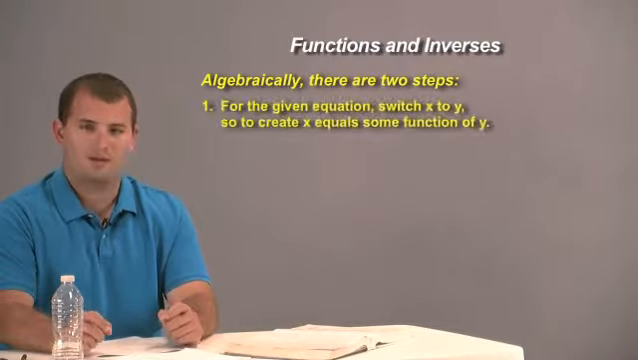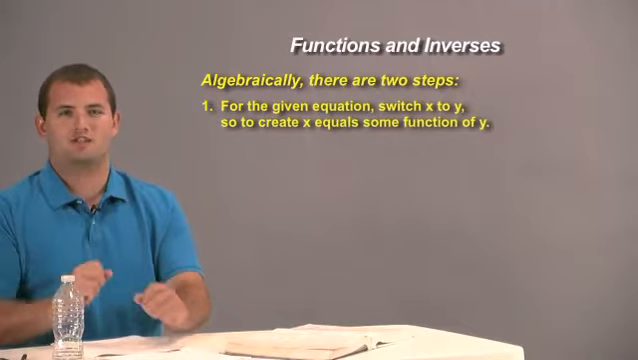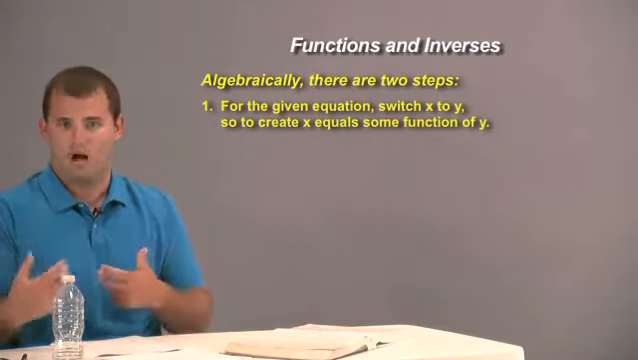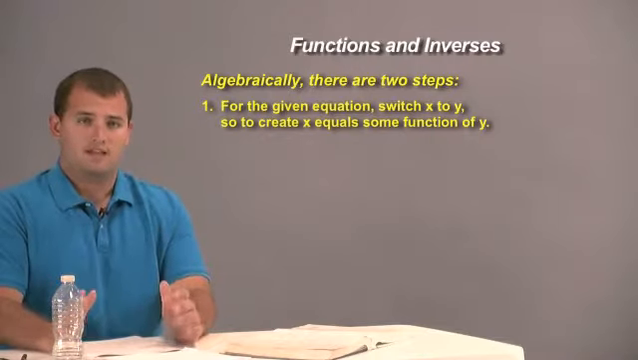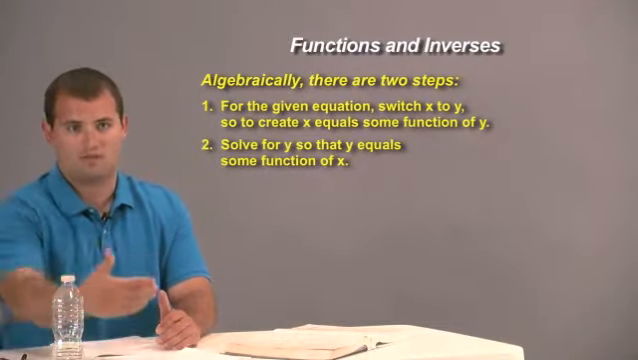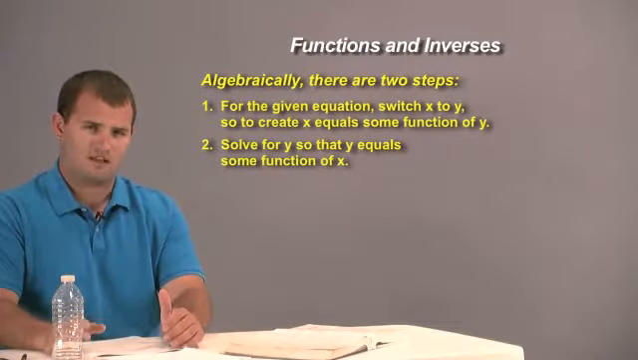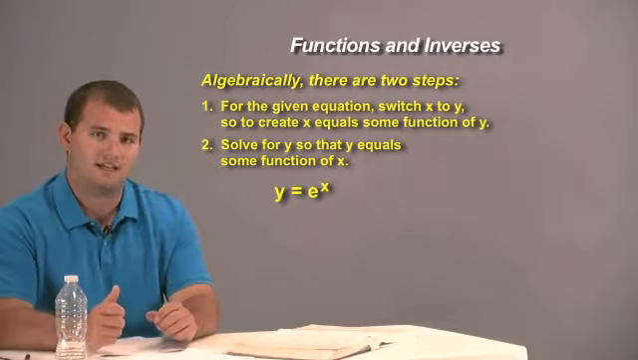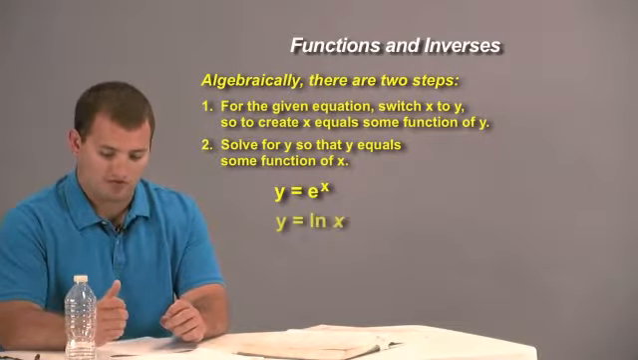The first step is we switch the x and the y. So where there's a y, we replace it with an x, and where there's an x, we replace it with a y. Okay? And then the second step is just solve for y. Make it a y equals some function of x. Okay? Let's look at that first example I showed you that dealt with y equals e to the x and y equals natural log of x.